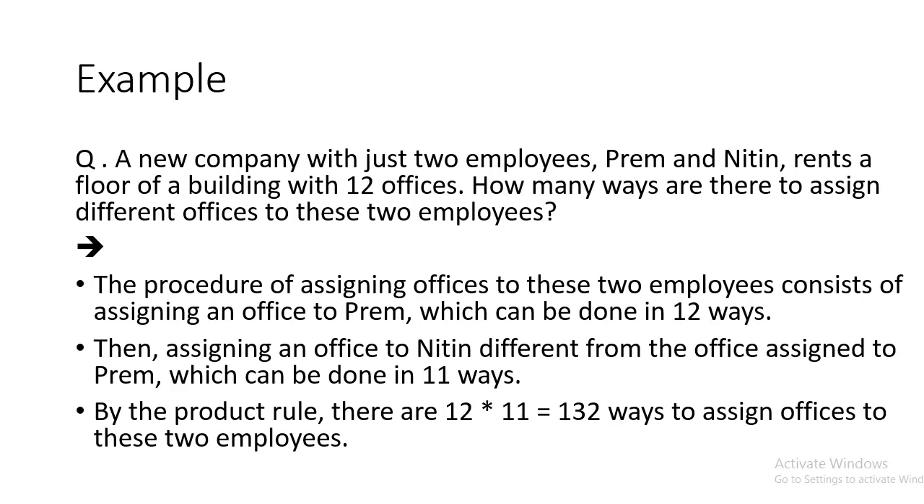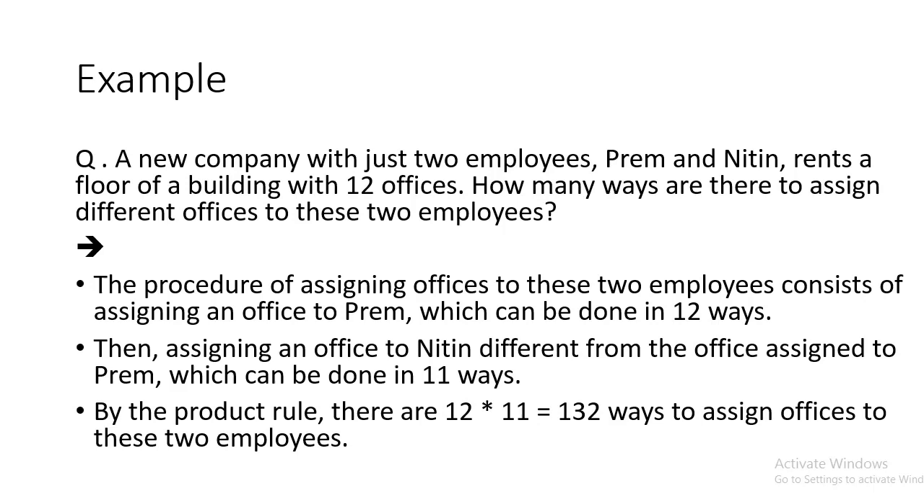Then assigning an office to Nitin different from the office assigned to Prem, which can be done in 11 ways. Okay, why 11 ways? Because one office has been assigned to the first employee, Prem. From that, the remaining offices are assigned to the next employee, which is Nitin. So using the 11 ways, offices are assigned to the second employee, Nitin.